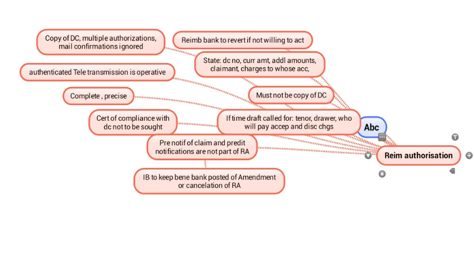All instructions have to be complete and precise, and failing that, the issuing bank will have to face the liabilities. A certificate of compliance with the documentary credit terms shall not be asked by the reimbursing bank from the claiming bank to honor a claim. In case a pre-notification of a claim or pre-debit notifications are required, then they are not part of the reimbursement authorization. Issuing bank has to keep posted the reimbursing bank as well as the nominated bank in case of any changes in or amendment to or cancellation of the reimbursement authorization.